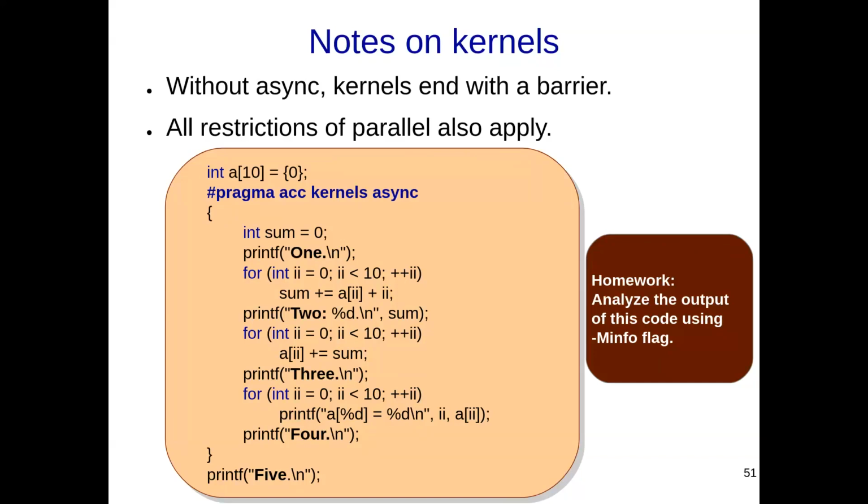So if we have some code which we would like to run on the CPU, but we don't want to wait for the GPU, then we can use this async and move that code outside these kernels, because we don't want that to be executed in parallel. So that is the takeaway here.